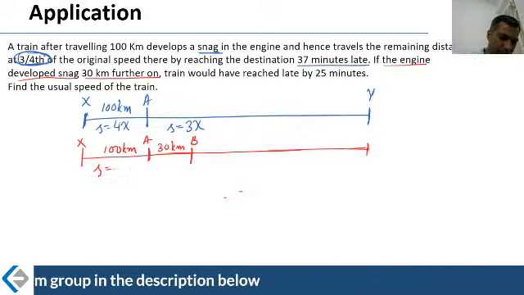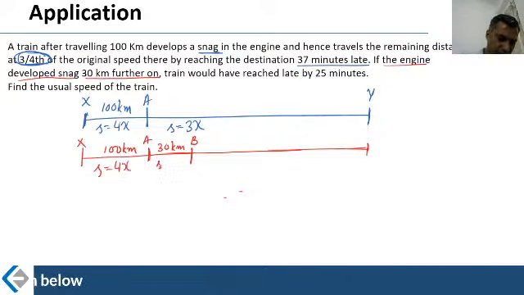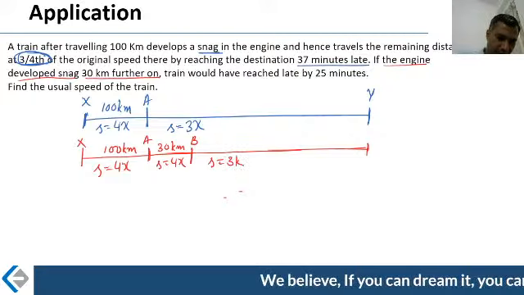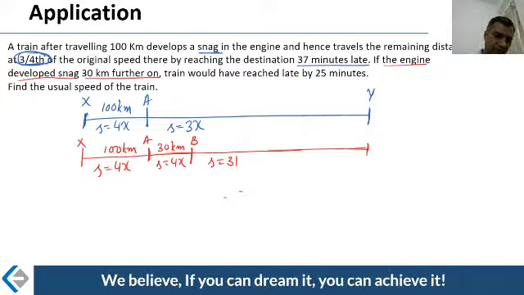If the speed here is 4x, the speed here is also 4x, but the speed here is going to be 3x. That is what the author is trying to say, because the problem starts at B. So from there, the speed is going to be 3x.